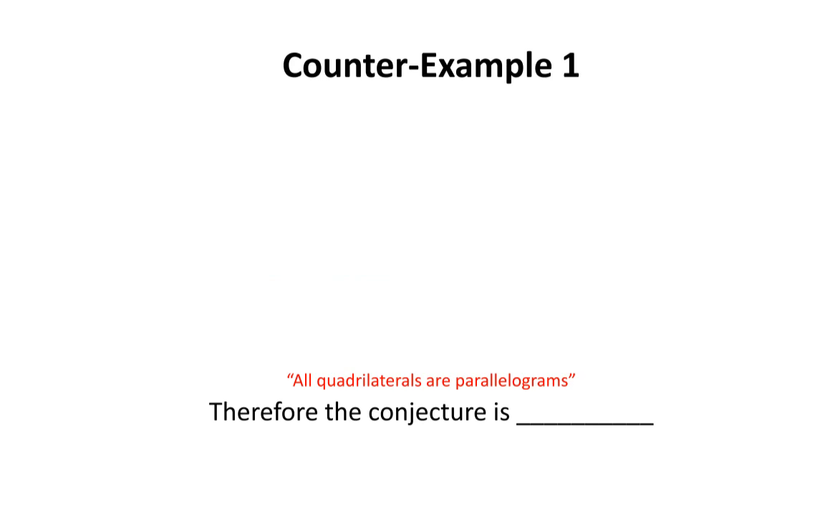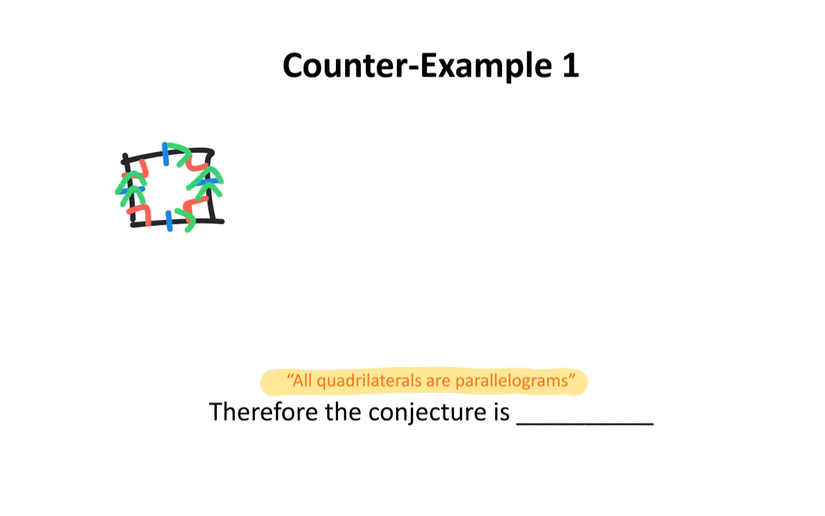Our original conjecture stated that all quadrilaterals are parallelograms. Let's think of some quadrilaterals. A common one is a square. I'm going to draw 90-degree angles, and I'm also going to indicate that every side is equal in length. And I'm going to show that these sides are parallel, these sides are parallel as well. So that square is a quadrilateral, and it is also a parallelogram.